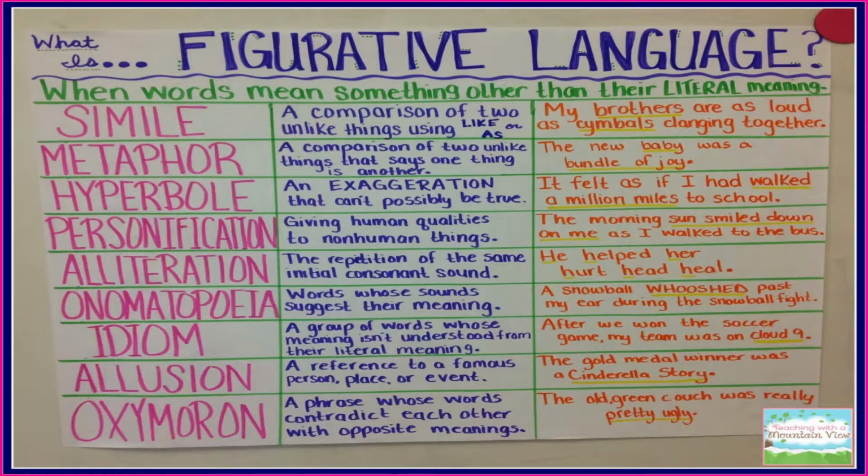Alliteration is where we repeat the same initial consonant sound. He helped her heal, he helped her hurt head heal. So H, H, H, H, H. We use that same letter over and over again.